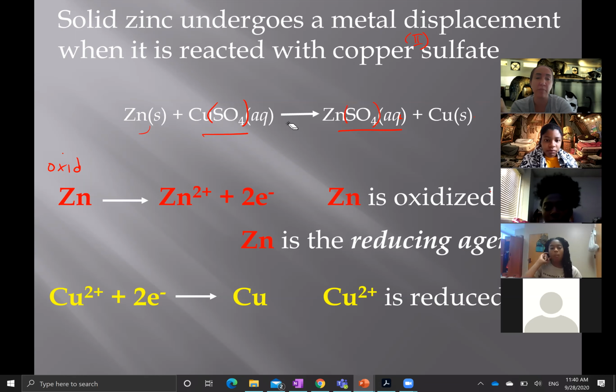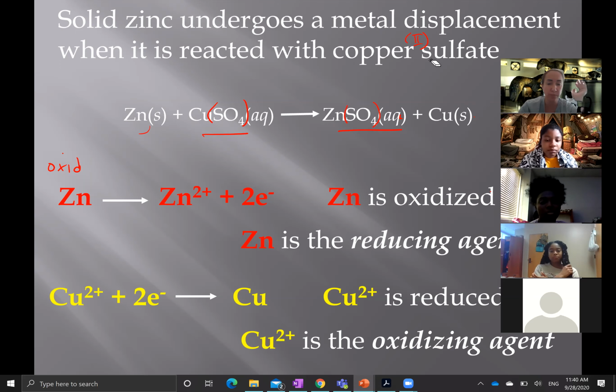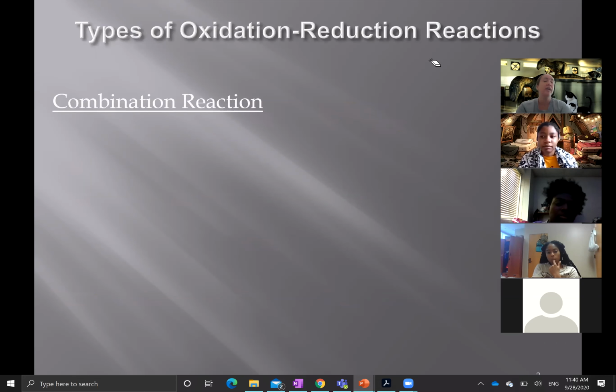But does everyone get this whole thing? Yes, it's kind of a review. Okay, so we know how to do the half reactions, we know how to do the oxidizing and the reducing agents. Now let's actually sit down and talk about the 7 different types.